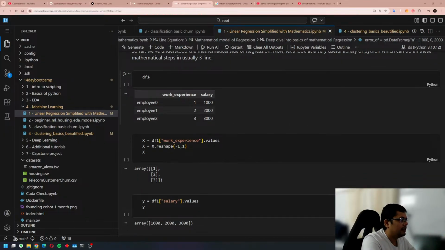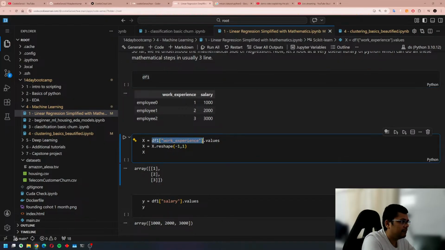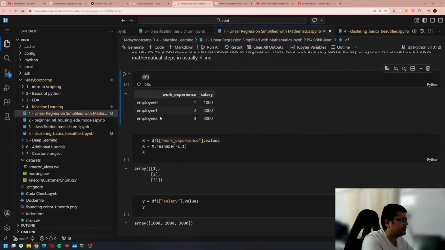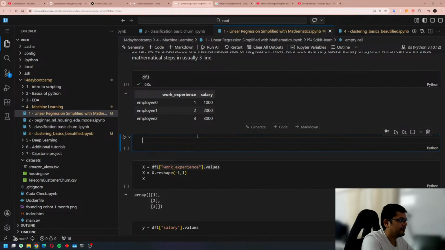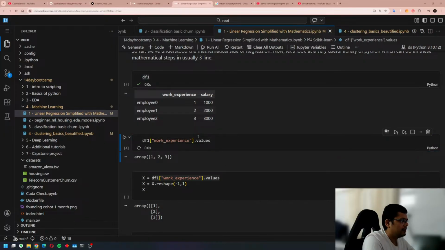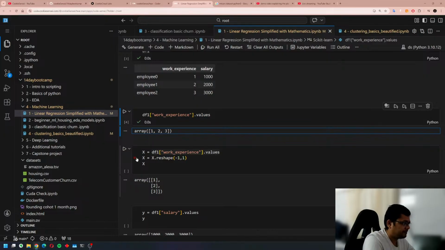So the data frame is df1, I believe. What I'm doing is taking data frame one, work experience, dot values, which means take the numpy array out of it. Let me show you. Dot values just converted it to a numpy array rather than a series.